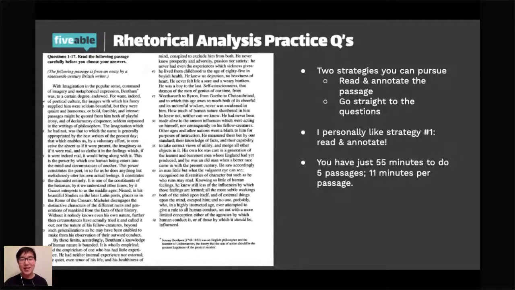Also, I personally like reading and annotating. I think it's the most effective way to really answer this stuff. Honestly, some people like to read the questions and then try to annotate based off of that. I think that's a little less effective.